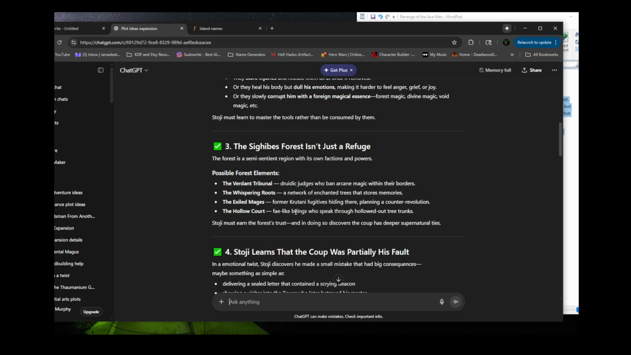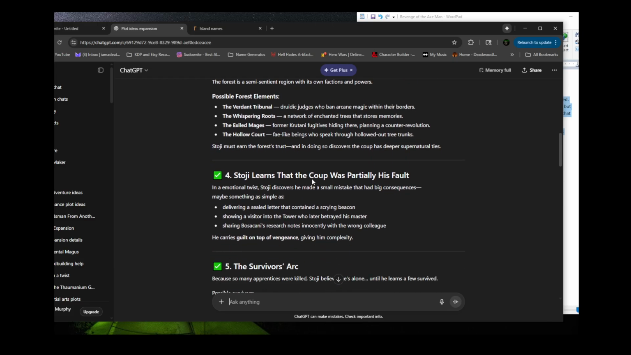Okay. The forest isn't just a refuge. Okay, that forest is something that isn't important. See, again, what it's doing is looking at the various pieces you've given it, and if it isn't sure what parts of it are really important, it's going to pick and choose little bits and pieces of everything you've given it and give you ideas, in this case, based on all of those bits, because it isn't sure what you're really wanting to focus on at this point.